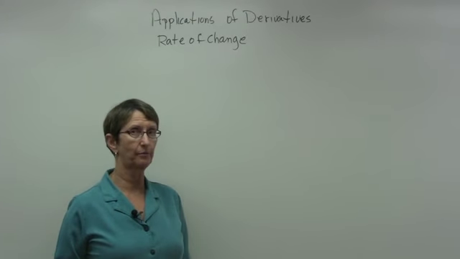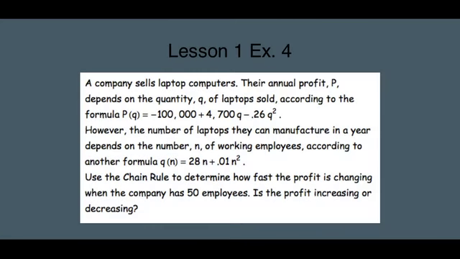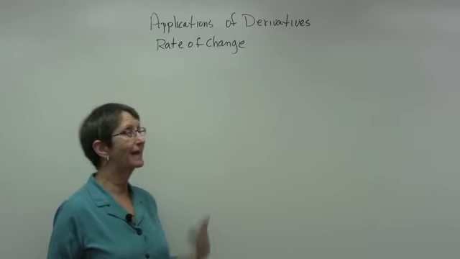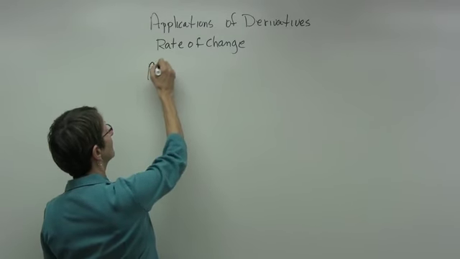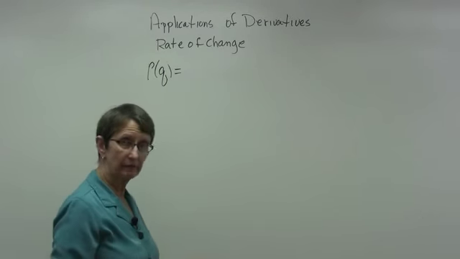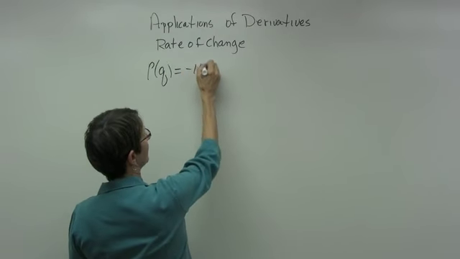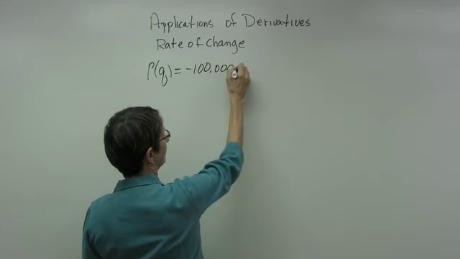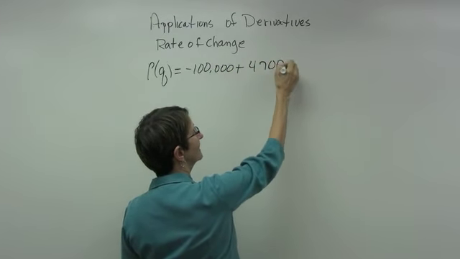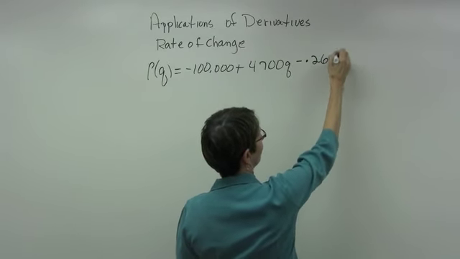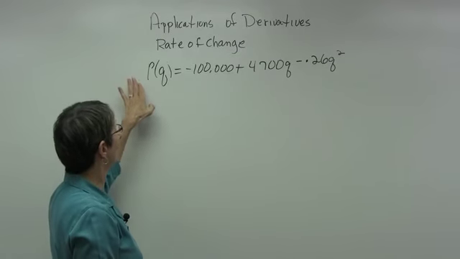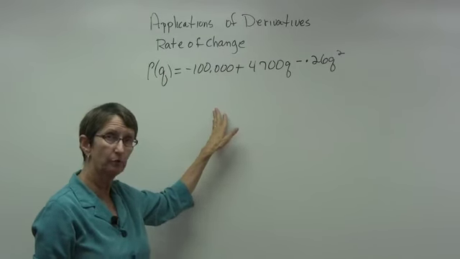So let's look at this first example. The problem that we have to deal with now has to do with laptop computers. We're given that the profit in terms of the quantity of computers is negative 100,000 plus 4,700 Q minus 0.26 Q squared. So that's the profit in terms of the quantity of computers.